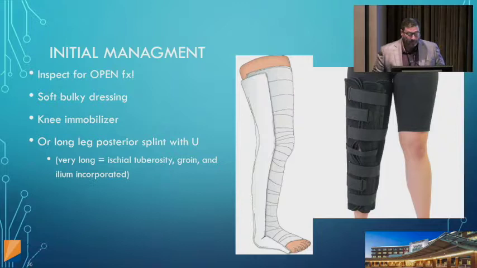So we need to inspect, again, look to see if it's an open fracture or not, because that's going to change your management and how quickly you need to address this patient. Initially, patients are placed into a big, bulky dressing called a Jones dressing and an immobilizer or a long leg splint until they're ready for surgery. If it's a high-energy injury, they tend to swell quite a bit, which makes definitive treatment not possible initially.